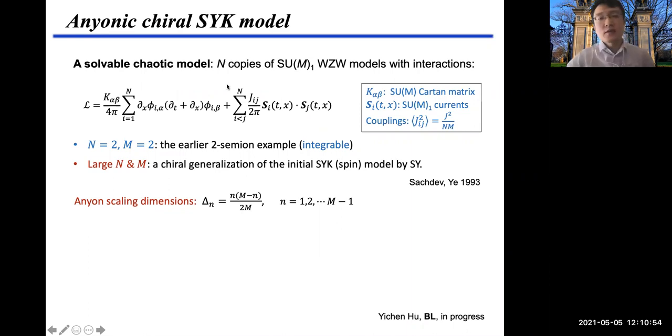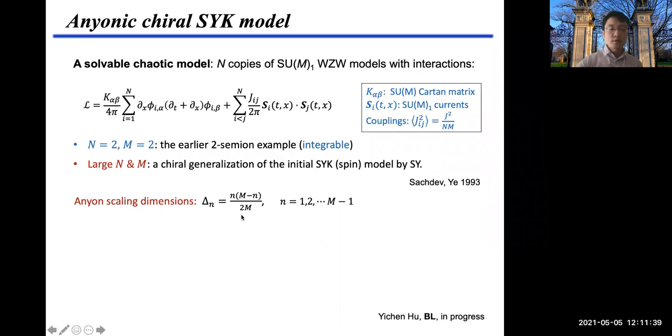Okay, so if we consider n copies of the SU(M) level 1 Wess-Zumino-Witten model, it is described by this formula. This model could contain some interactions among the SU(M) spin currents of different copies. The earlier Majorana model is an example of n equal to 2 and m equal to 2 of this model, which is actually integrable. For large n and m, this is exactly the chiral generalization of the original SYK model proposed by Sachdev and Ye, which is an SU(M) spin model.